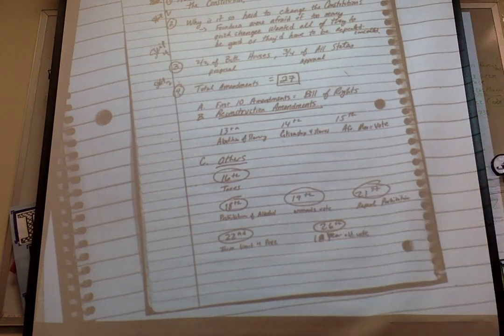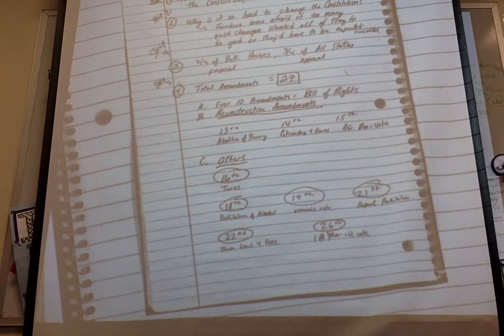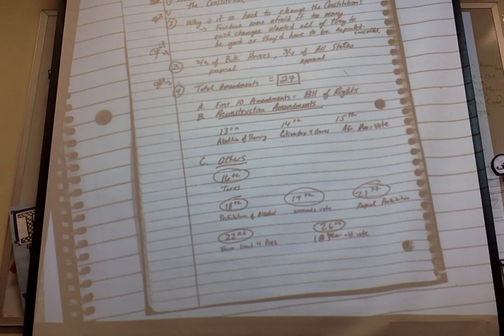The 22nd Amendment deals with the term limit for president. So the president is allowed to serve as president for 2 terms. And the 26th Amendment deals with 18-year-olds, allowing 18-year-olds to vote.